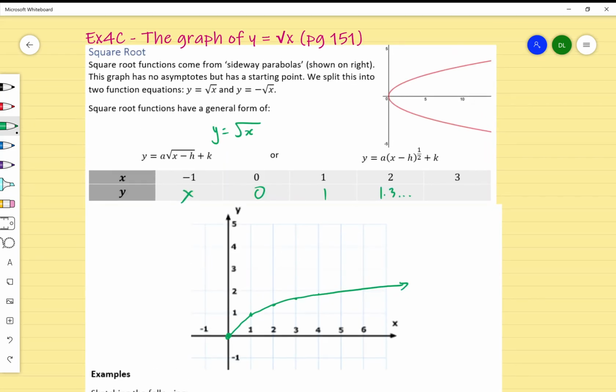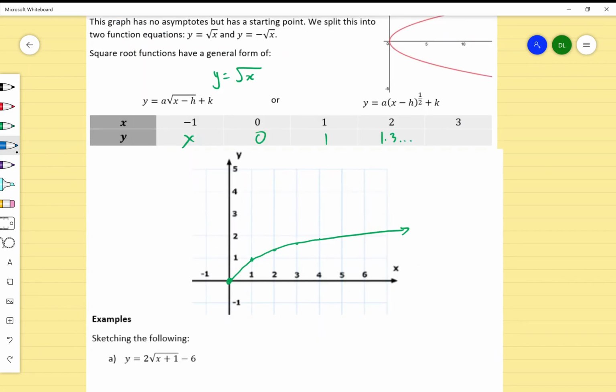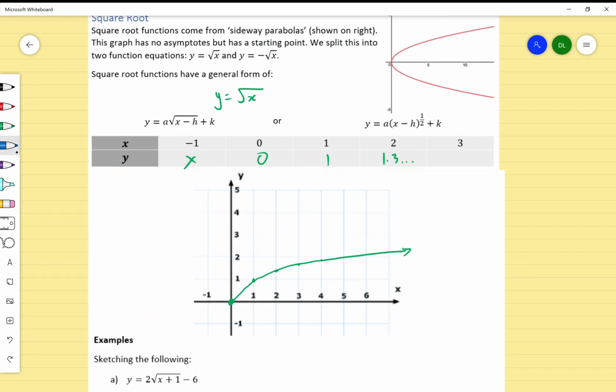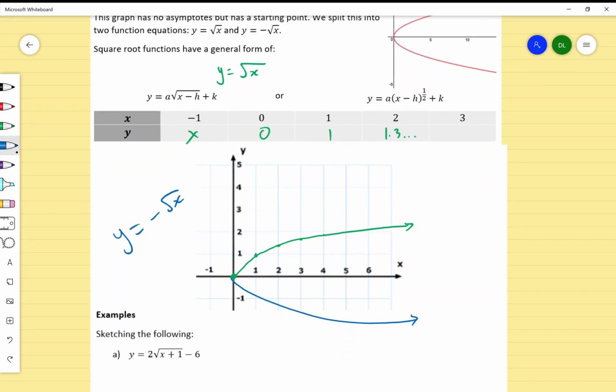If you wanted the other half of the parabola, for example this half, all you need to do is put a negative in front of the value, so y equals a negative square root, and we have our reflection. In that sense, we end up with the other half of the parabola. So the square root function only starts at a certain point and continues in one direction. If we want the other side, we need to add a negative for the reflection.